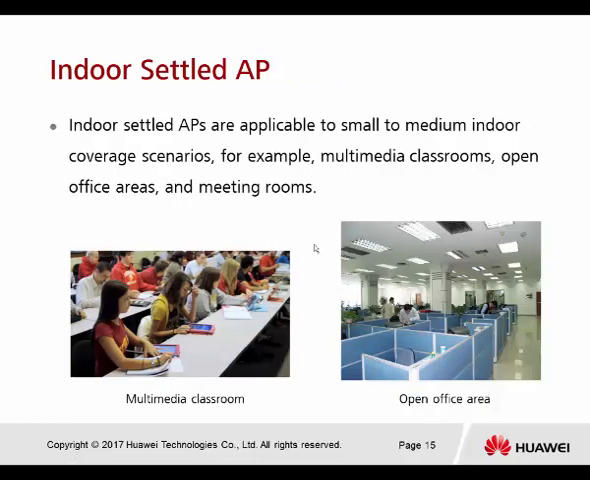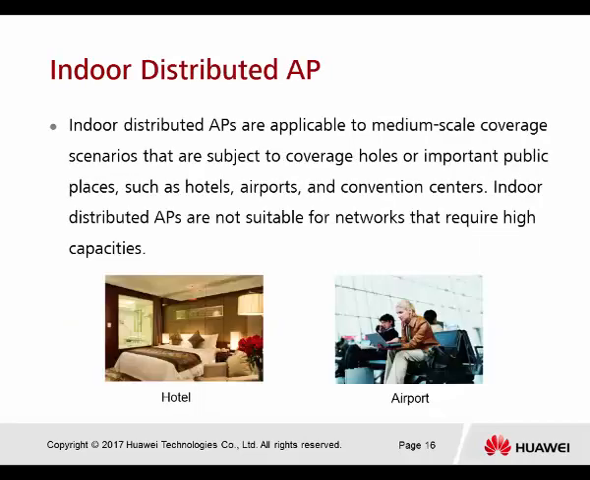So first, indoor settled AP. Indoor settled APs are applicable to small to medium indoor coverage scenarios, for example, multimedia classroom, open office area, and the meeting room. The next one, the distributed AP. Indoor distributed APs are applicable to medium scale coverage scenarios. They are suited to cover the whole or some of the important public places, such as hotel, airport, convention center. So this is some of the scenarios we always use.